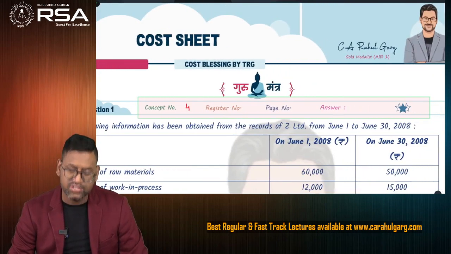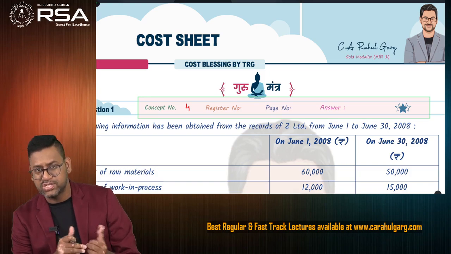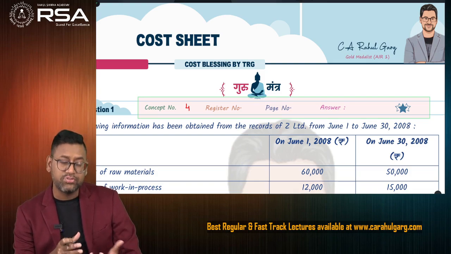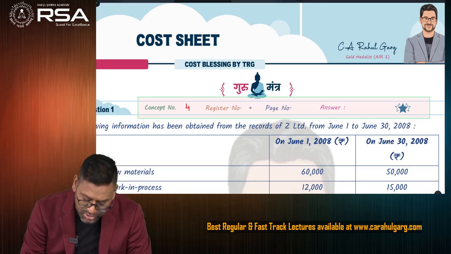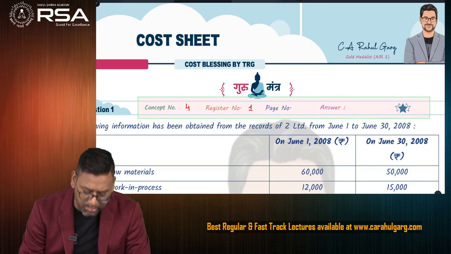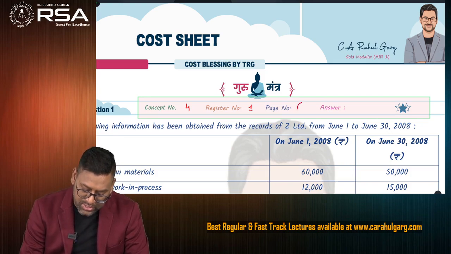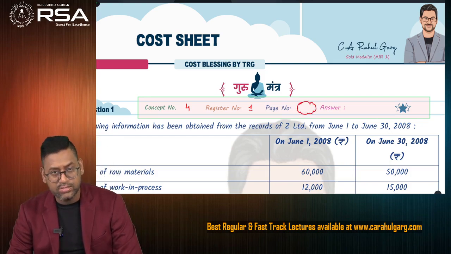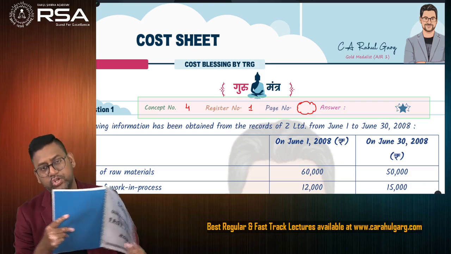Then what is this register number? When you study with me, you will fill various registers, depending upon the size of your register. Some students may fill 2, some may fill 3, some may fill 4 registers. So you will mark your register number. As of now, the batch has just started, so it is going to be register number 1. Now, what is this page number thing? As we know, in your register there are various pages. Page numbers are not pre-written, you have to write them.